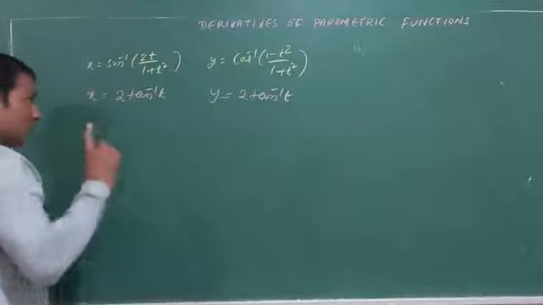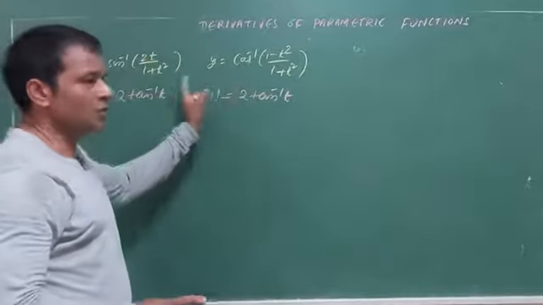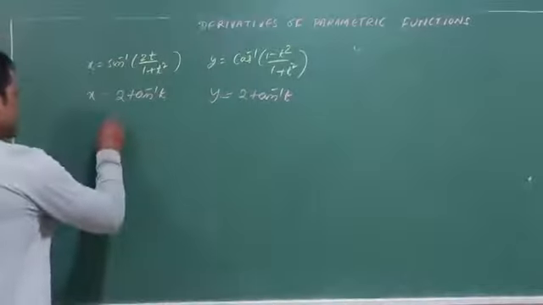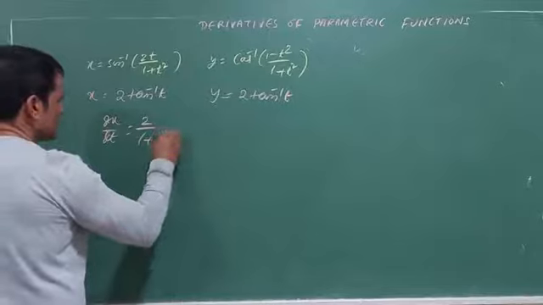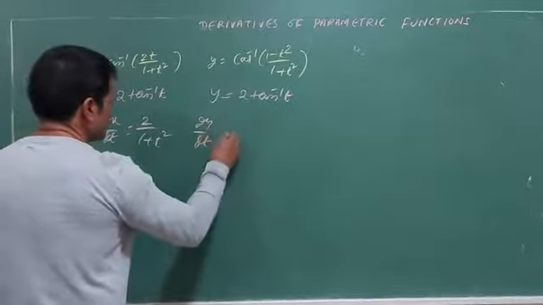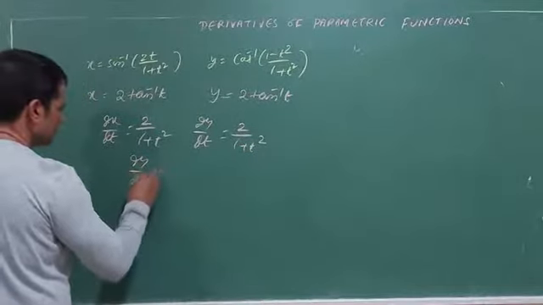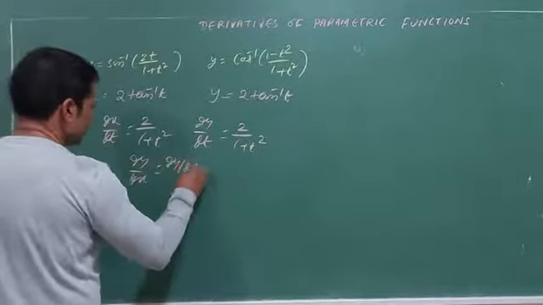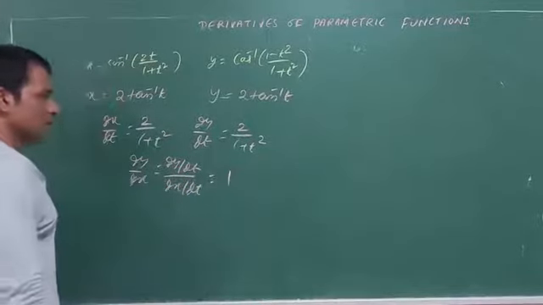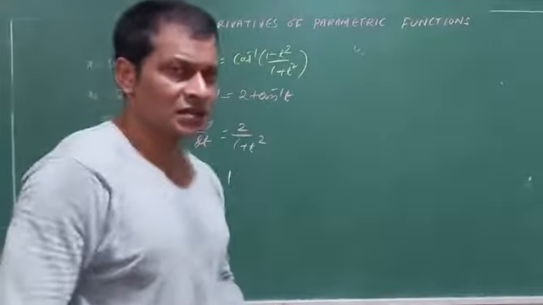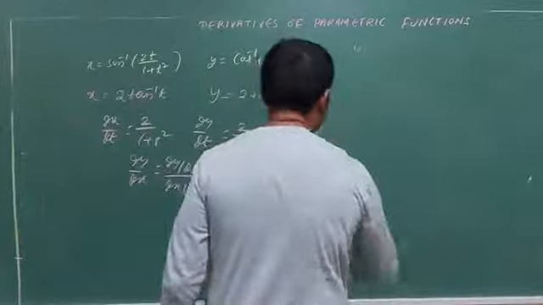In a parametric function, if you are going to assume the variable t, then it should be the same for both. You cannot change them. dx by dt is 2 by 1 plus t square, dy by dt is 2 by 1 plus t square, and dy by dx is equal to dy by dt by dx by dt. That becomes 1. And with conditions, we know what we have done, that we refer to that particular class. Suppose one more question.